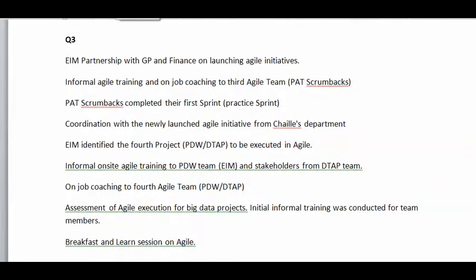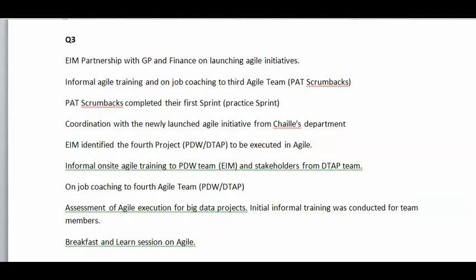Partnerships with GP and finance on launching agile initiatives, informal agile training and on-job coaching to third agile team, Pat Scrumbacks. Pat Scrumbacks completed their first practice sprint, coordination with the newly launched agile initiative from Chale's department. EIM identified the fourth project, PDW DTAP, to be executed in Agile.